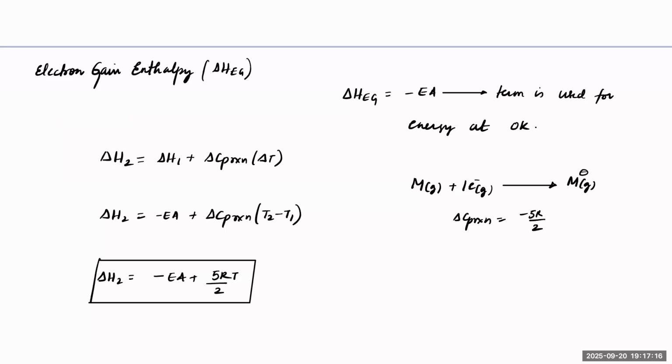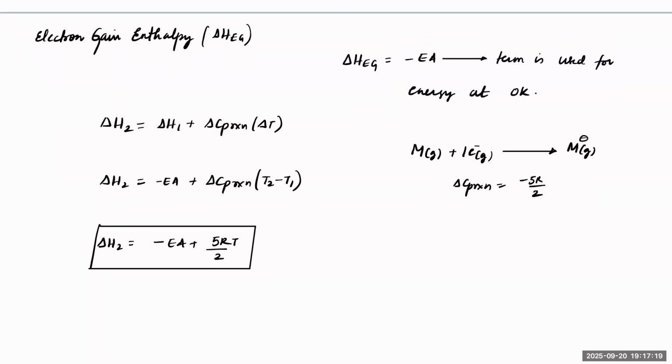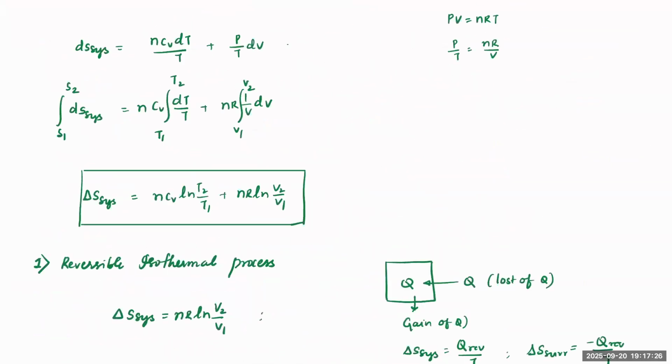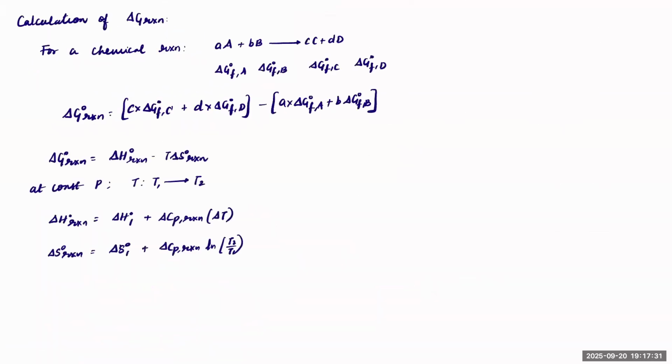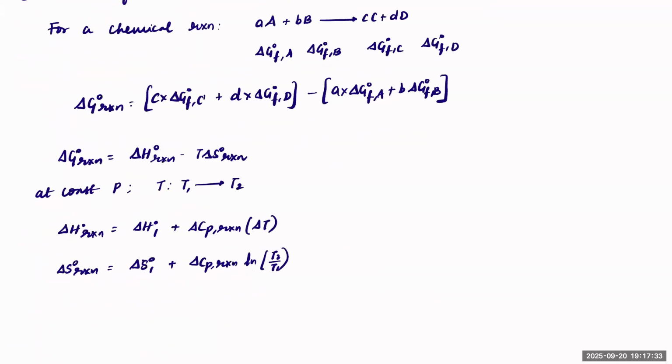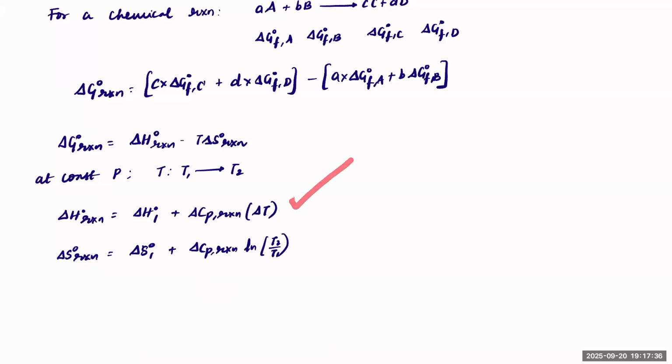So I suppose you got an idea how it is used in electron gain enthalpy as well as ionization. Okay. Now let me get back to that equation where we were discussing. So here you can see this is what I have been using. So delta H of the reaction at temperature T2 will be equal to, or simply write it as, delta H naught 2 will be equal to delta H naught 1 plus delta Cp of the reaction.